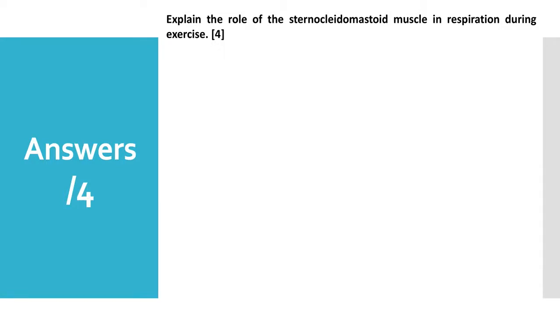And then your final question here is explain the role of the sternocleidomastoid muscle in respiration during exercise. So it's told me it's during exercise. Now, I would need to know that the sternocleidomastoid is involved in inspiration in order to get these marks. So, I would be saying here the sternocleidomastoid is recruited, it contracts, it brings the ribs up and out with more force, it therefore increases the thoracic cavity volume more than at rest.